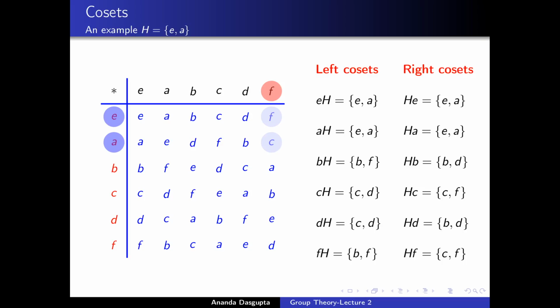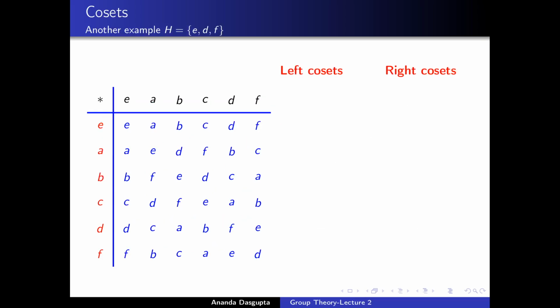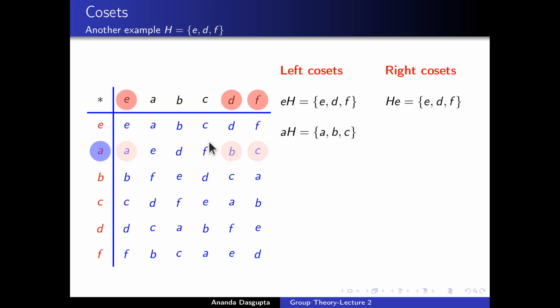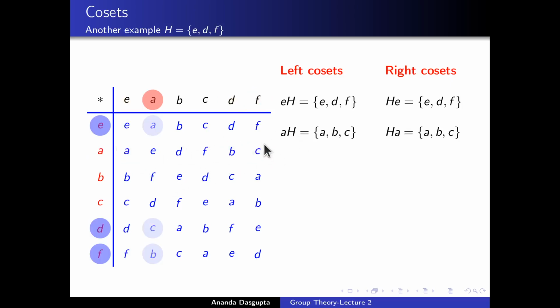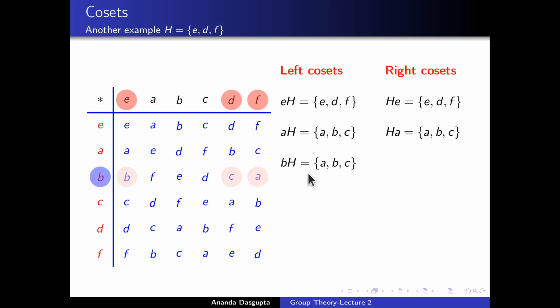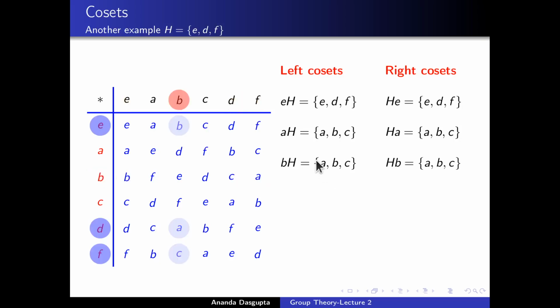Let me just finish this example with a 3-element subgroup, or cosets for a 3-element subgroup, namely E, D and F. So what are the left cosets? Well, for EH, you get EDF, right coset, EDF again. No surprises there. AH actually has ABC, HA has ABC back again. So here in this case, the left and right cosets match. In fact, if you went along and found BH, you will again get ABC. HB is again ABC.